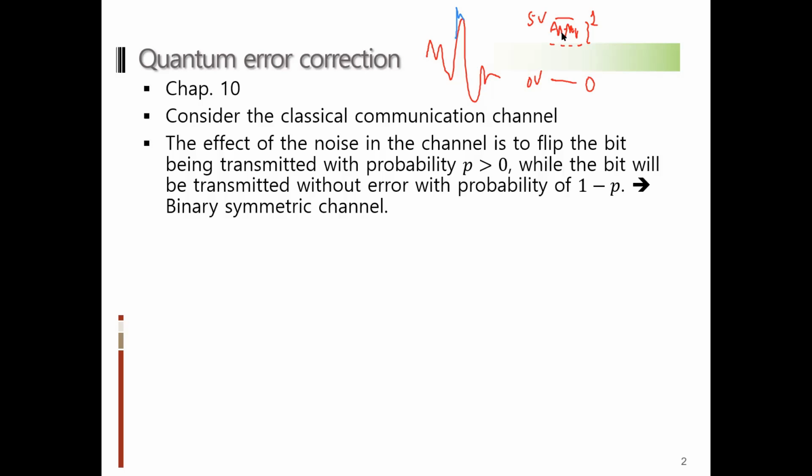And similarly, for the 0, if we set some range around 0 volt, then as long as the noise remains within this threshold, it will be recognized as 0. That is exactly what we mean by error correction. Even though we have some noise, that noise will be rejected by the design of the digital concept.